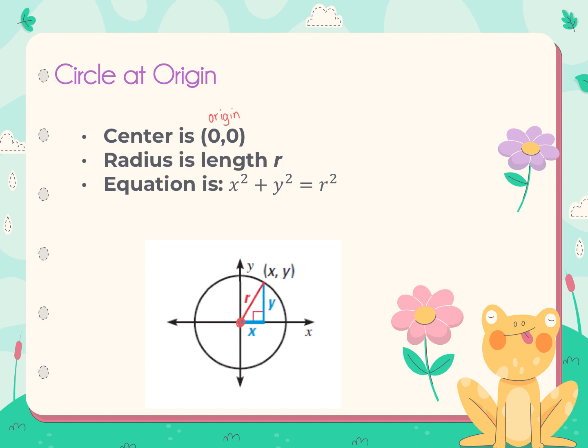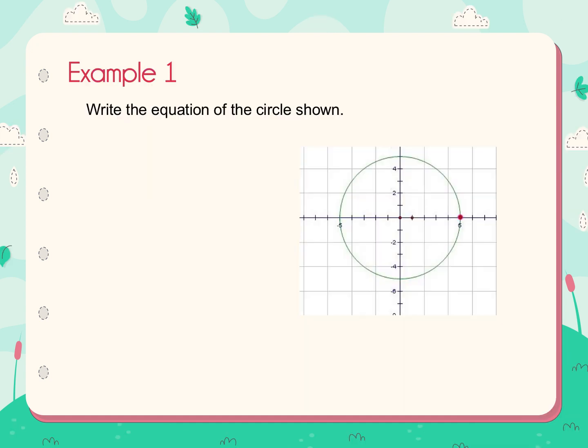The radius is always denoted as r, and obviously the radius is the distance from the center to the circle, whether it's horizontally to the right, horizontally to the left, vertically up or vertically down, or even diagonally. Remember that all the radii are equidistant from the center. And the equation for a circle at the origin is going to be x squared plus y squared equals r squared.